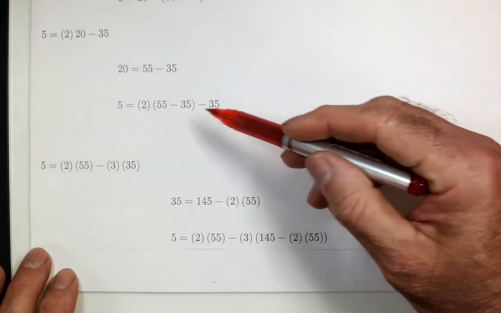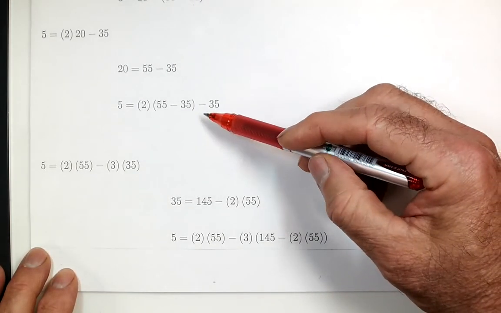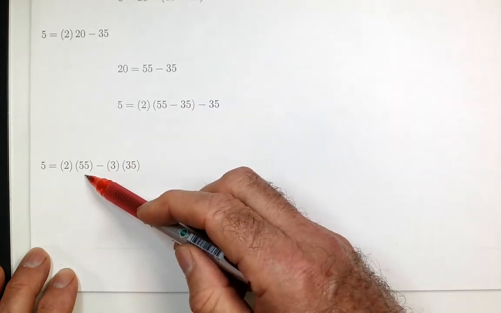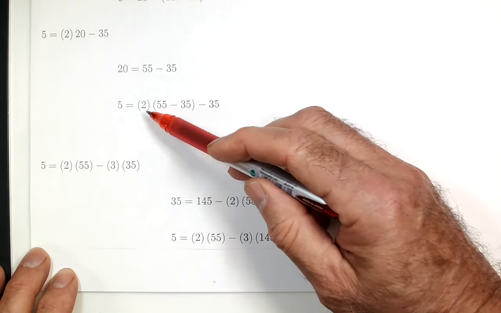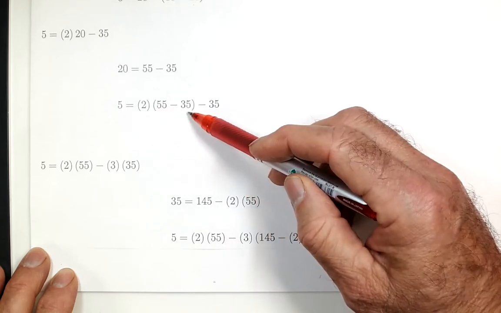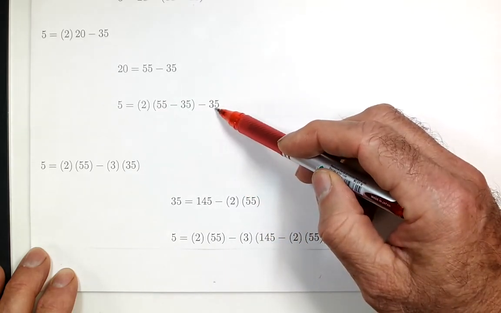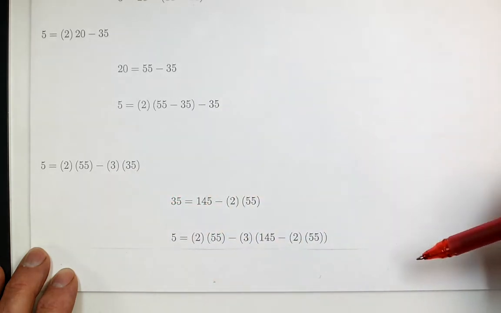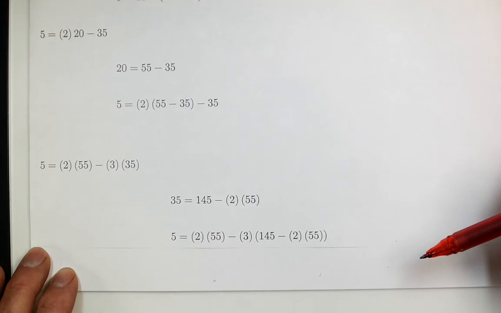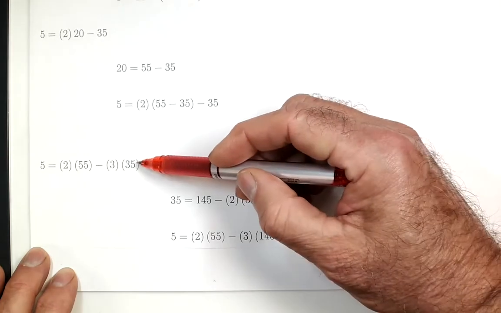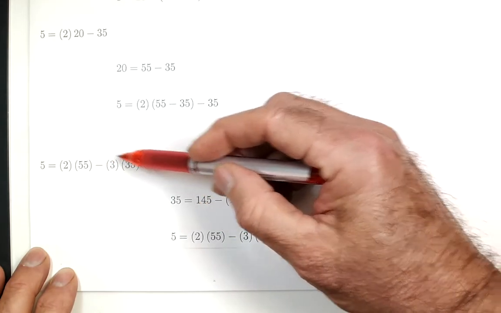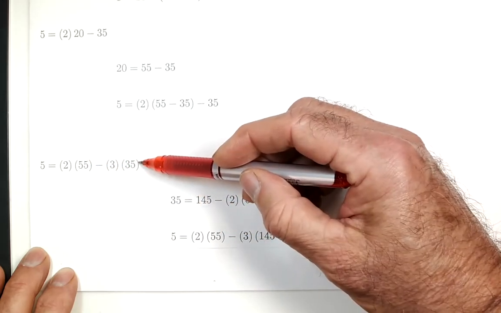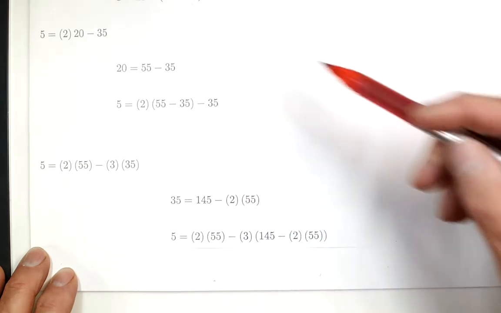And then we simplify. Let's see, we have 2 times the divisor 55, and we have 2 times negative 35, minus another 35 is minus 3 times 35. And notice when I simplify, I'm careful to keep the divisors distinct. I want to keep 55 and 35 distinct here.